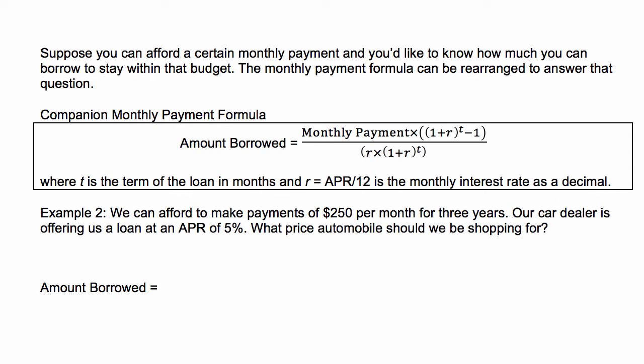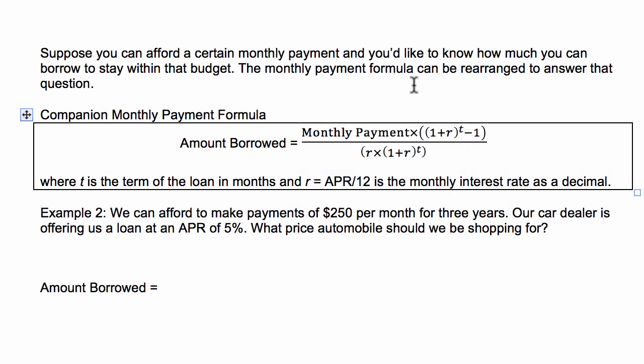Example 2. We can afford to make payments of $250 per month for 3 years. Our car dealer is offering us a loan at an APR of 5%. What price automobile should we be shopping for? Since we are trying to determine the amount we can borrow in order to stay within our budget, we should use the monthly payment formula that is solved for amount borrowed.